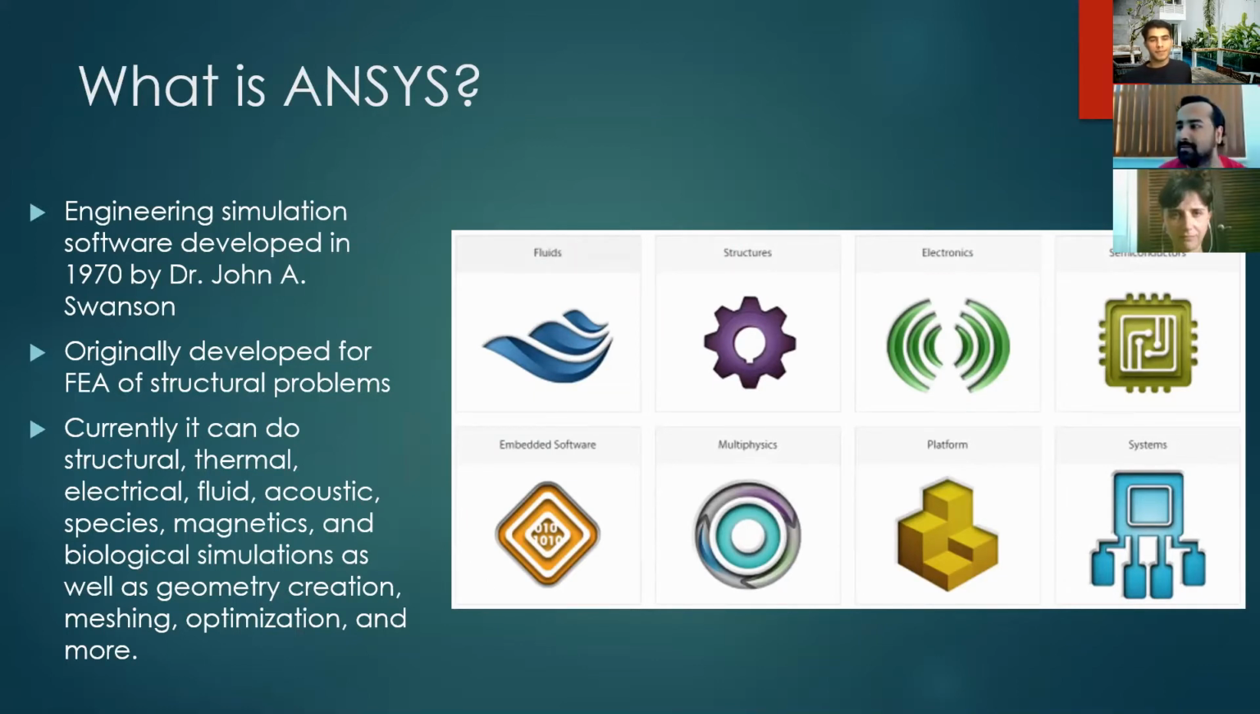All right. Moving on. So ANSYS is an engineering simulation software designed in 1970 by Dr. John A. Swanson. Originally, it was meant for FEA, finite element analysis of structural problems. So you can consider FEA to be ANSYS's bread and butter. It's what they're best at. But they can also do fluids, electronics, semiconductors, embedded software, multiphysics, optimizations, biological simulations. They can do pretty much anything under the sun at this point.